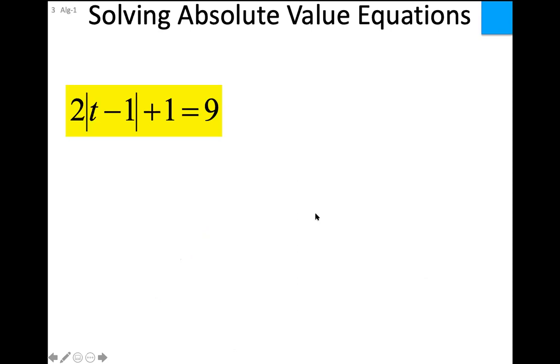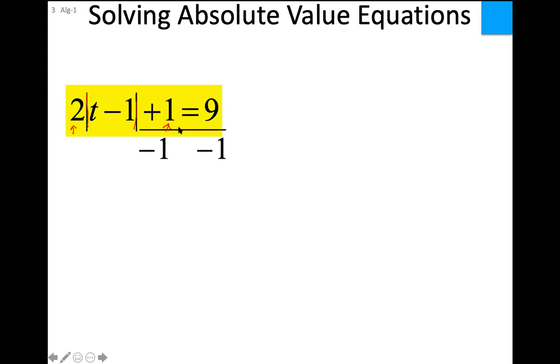All right, this is as complicated as it gets this year. Check it out. I need to get the absolute value symbols by themselves. So what's attached to it that I need to get rid of? I need to get rid of this 2 and this positive 1. Always get rid of addition or subtraction first. So to get rid of that plus 1, we subtract 1 from both sides.